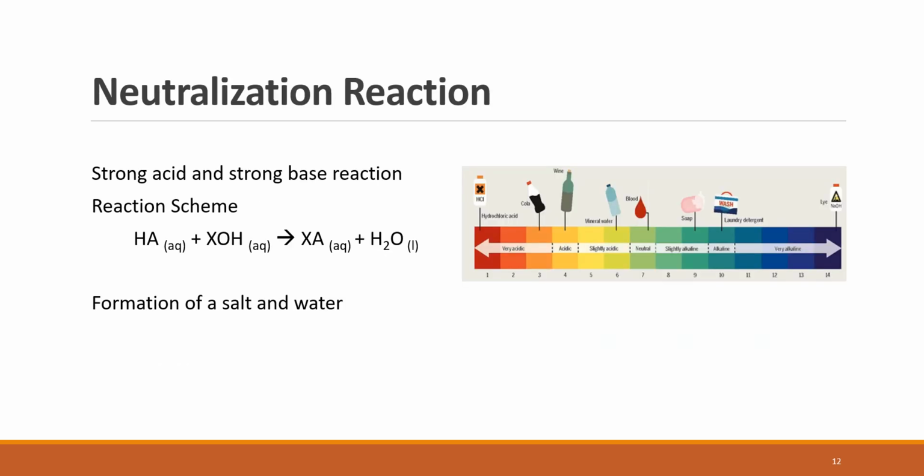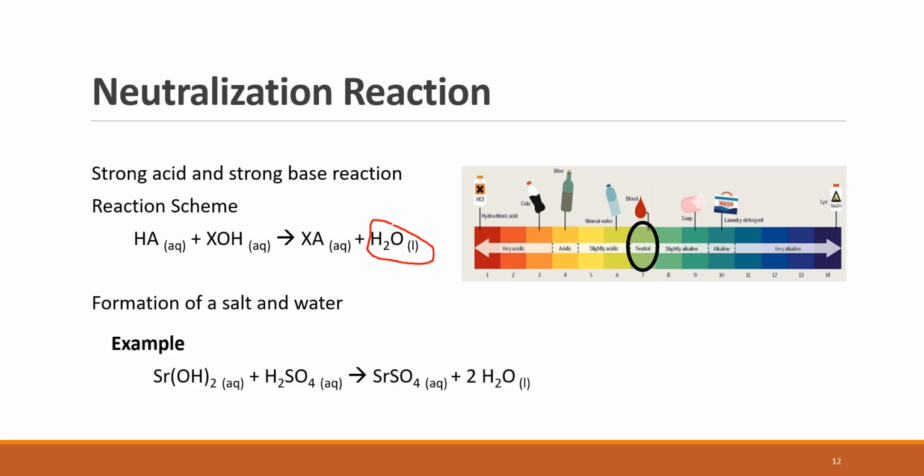So you can see the purpose of a neutralization reaction is to take a strong acid and a strong base and come up with a neutral product. Hence why one of the products is water, water being neutral right around that pH of 7. The other product in a neutralization reaction is then going to be a salt.